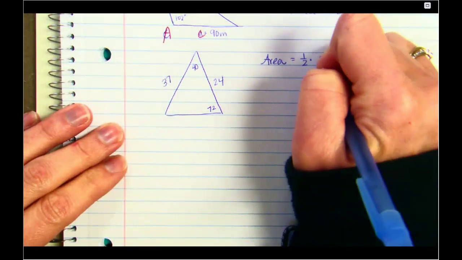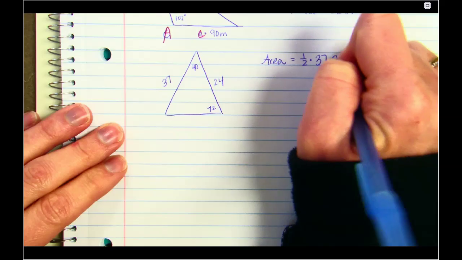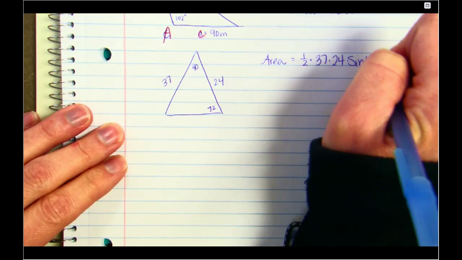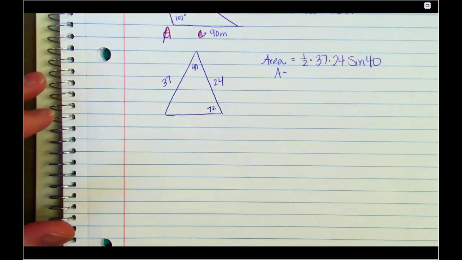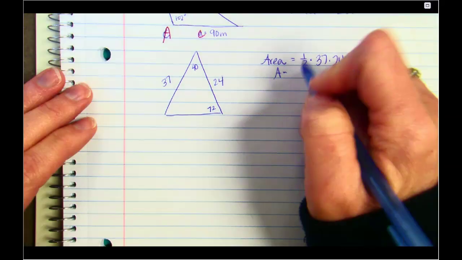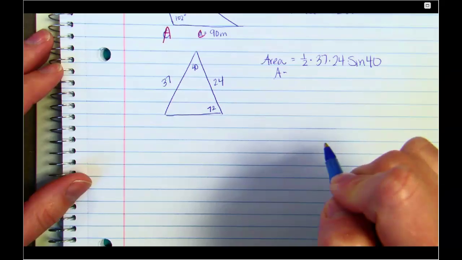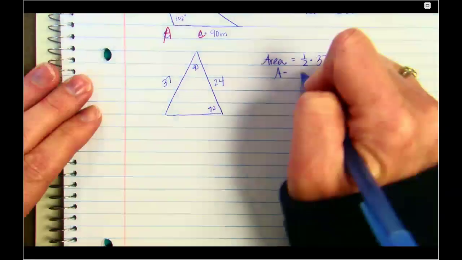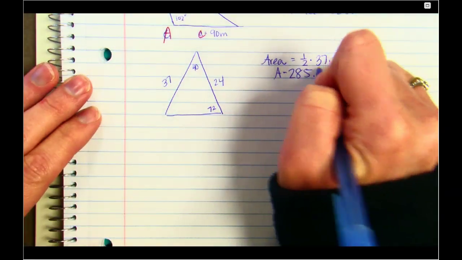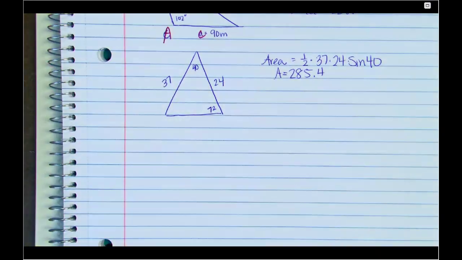So 1/2 of 37 times 24 times the sine of 40. What is that? Say again? 285.4. Thank you. I heard the 85.4 part, but I didn't hear what was in front. Okay. Questions on that? Grayson?